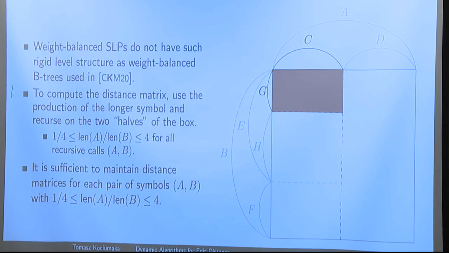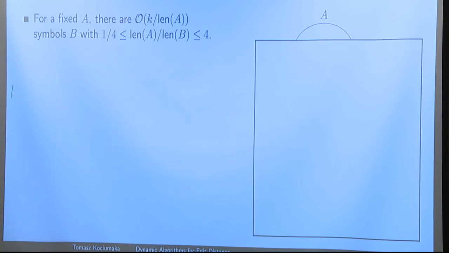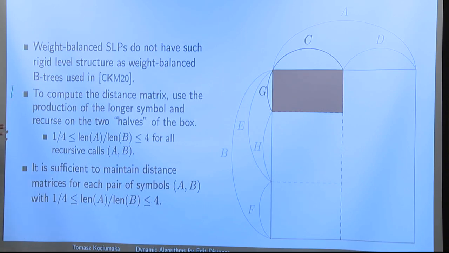Whenever a new symbol arrives to the grammar, we will need to compute the matrix of this new symbol and all the symbols in the other string with length between a quarter of the length of A and 4 times the length of A. And because of this property, all the matrices that we need in this computation will already be available. Whenever A is longer, its children are already in the grammar, so they will already have the necessary matrix in our data structure.